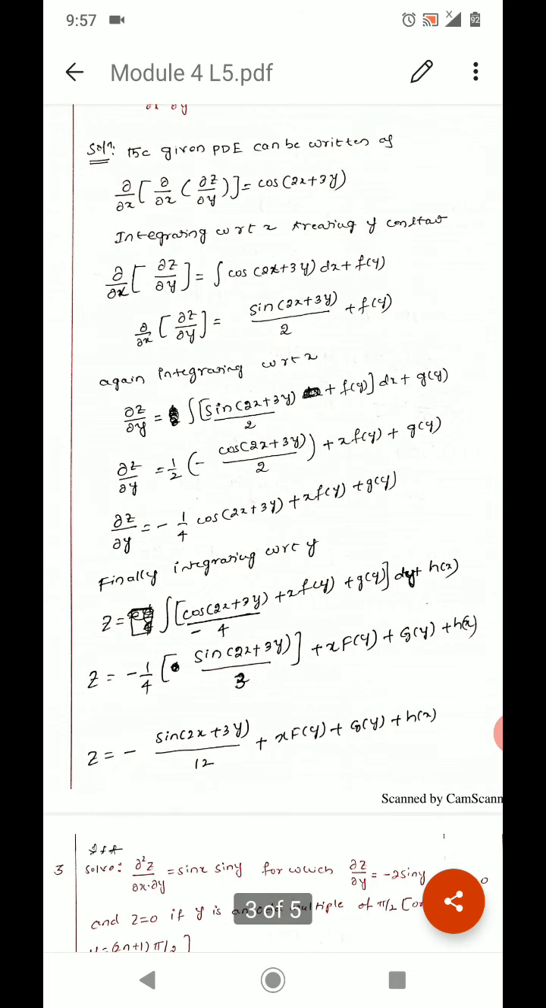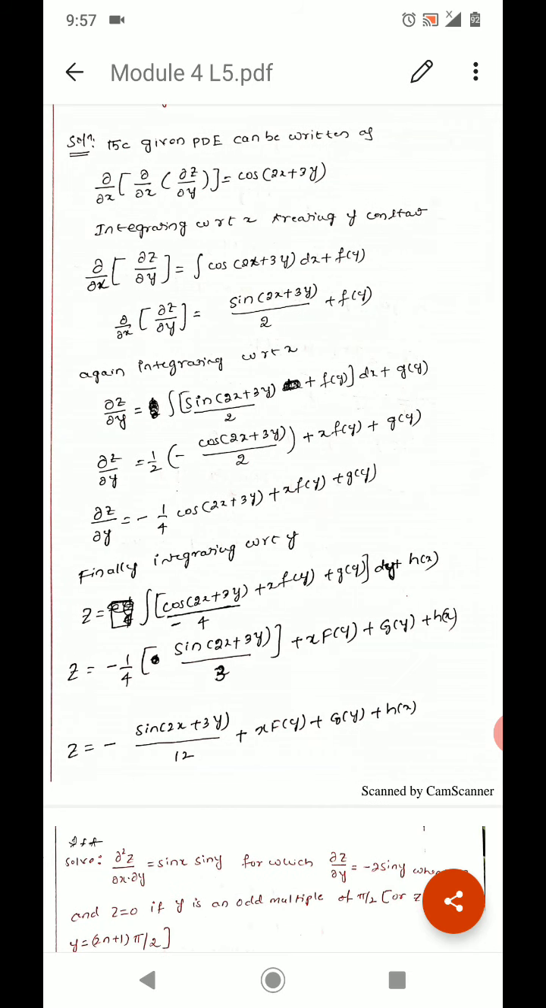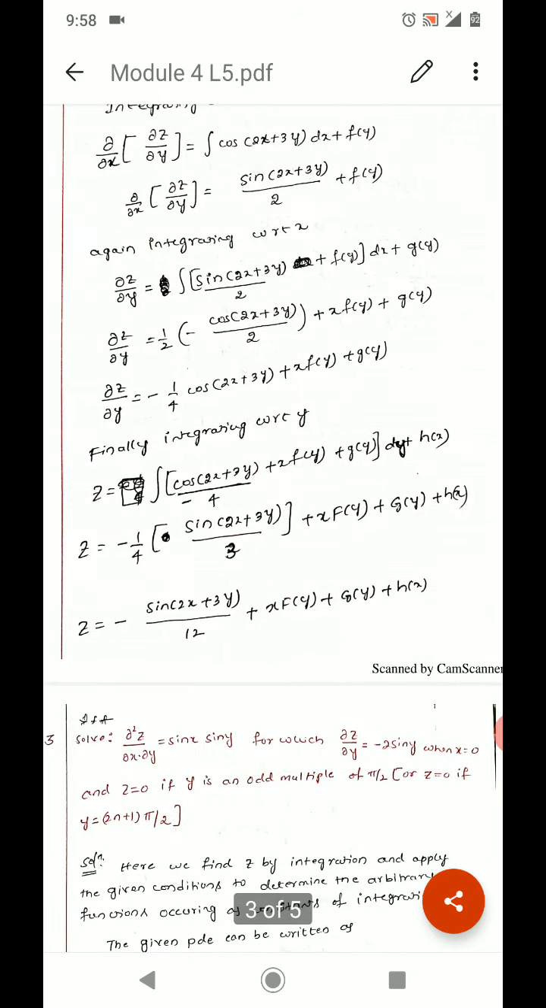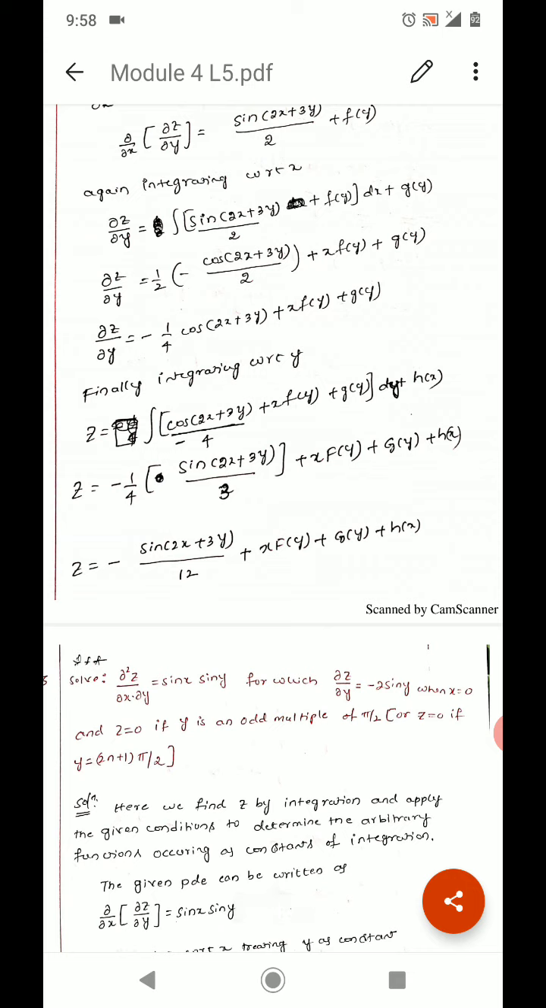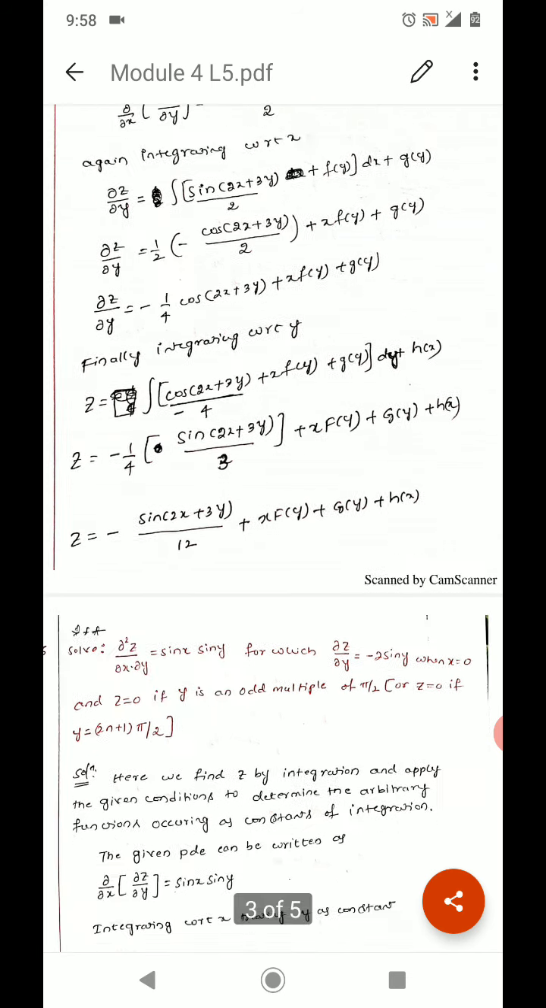So in denominator we got 3 plus x into, sorry, integration of f of y can be written as capital F of y, plus integration of g of y can be written as capital G of y, plus h of x. So z is equal to minus sin of 2x plus 3y divided by 4 into 3 is 12 plus x into f function of y plus function of g of y plus h of x. So that is the required solution.